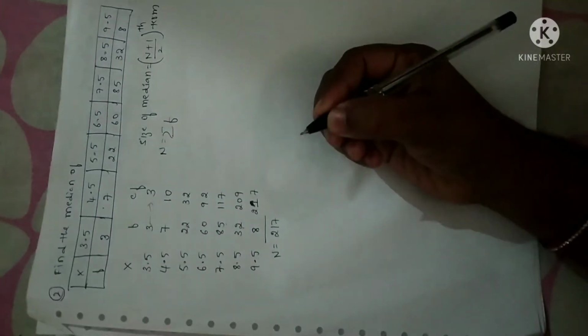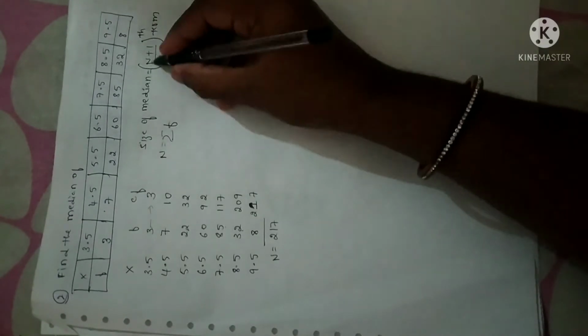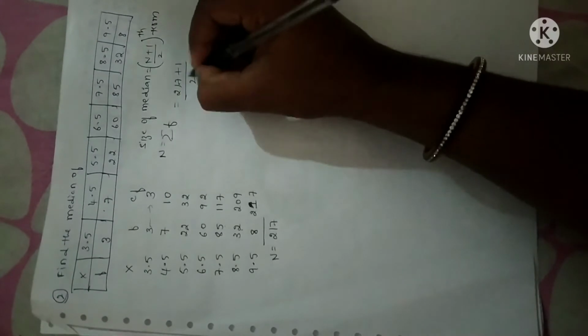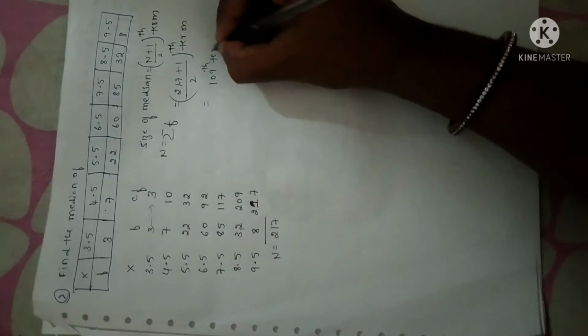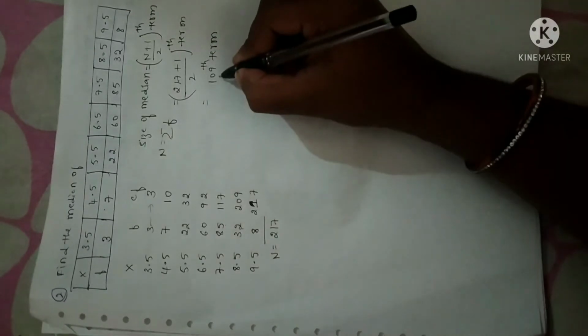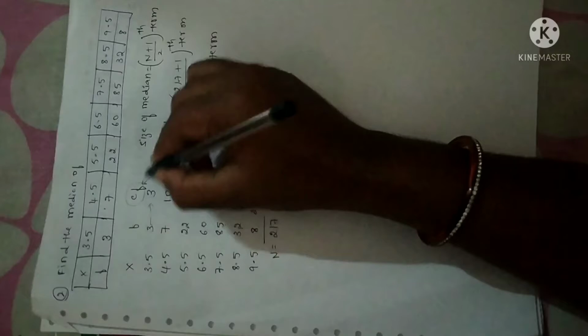Fine. Now we have to find the size of the median. So n will be 217. Let me substitute: (217 plus 1) by 2 th term. When you divide, you will get the 109th term. Fine. Now we have to check 109 in the cumulative frequency. Remember, 109 you have to check in the cumulative frequency.